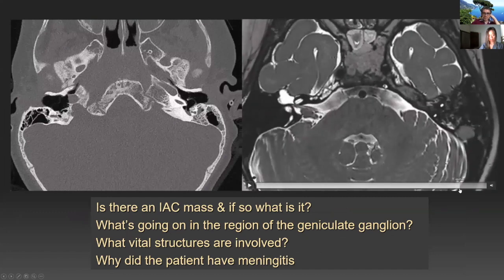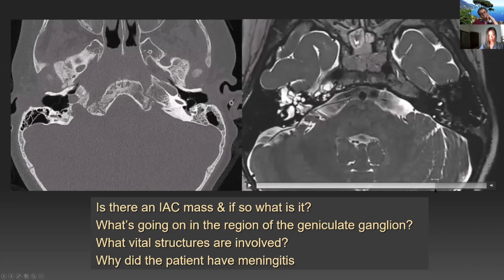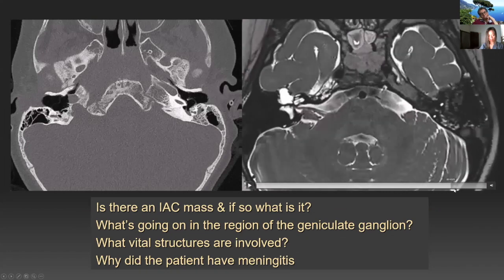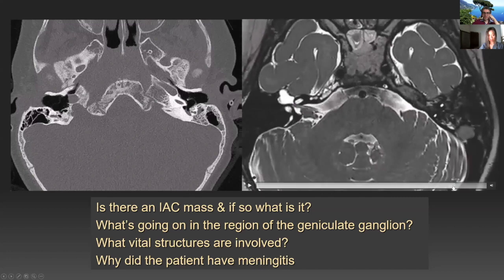As you look at the IAC, you can see it's abnormally widened on the right, and that CSF signal abnormality is going all the way along from the IAC into this expanded facial nerve canal along the labyrinthine and geniculate portions. And in this patient, there is also a microcystic appearing abnormality involving the petrous apex.